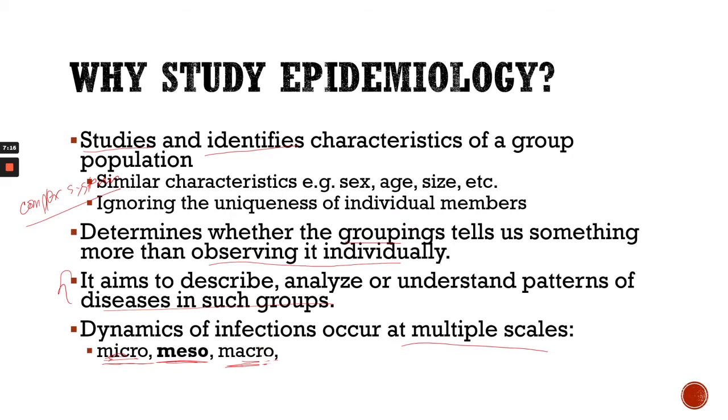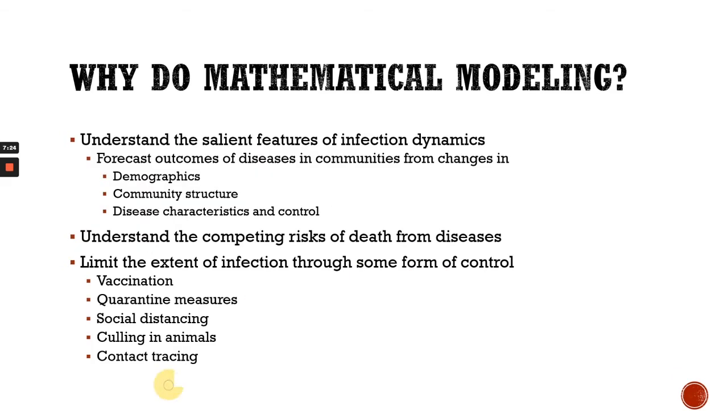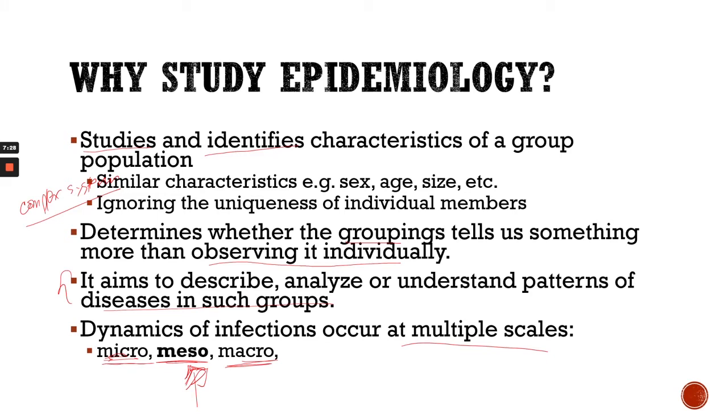In our case, we'll just focus on the meso, because this is what we look at when it comes to the spread of the coronavirus from person to person, how fast, and, given a certain amount of time, how many people will now be infected by that virus.